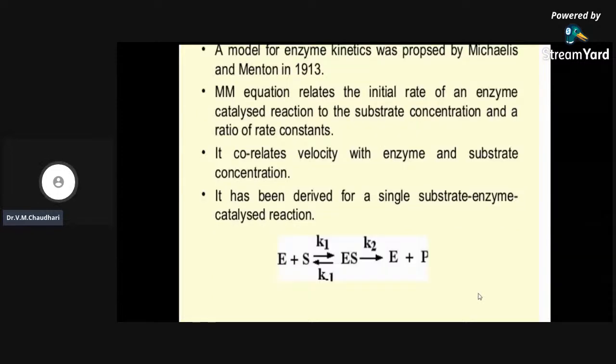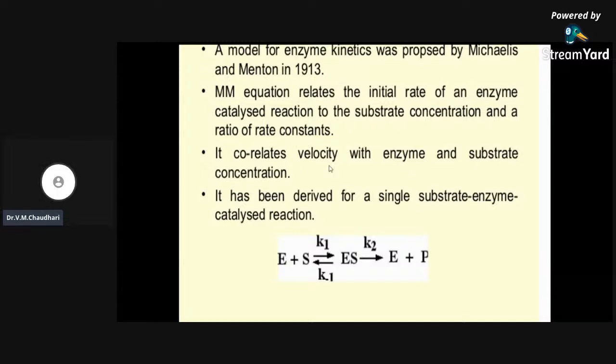Okay, so model for the enzyme kinetics was proposed by Michaelis Menten in 1913. 1913 मध्ये Michaelis Mentenने enzyme kinetics जे आहे ते प्रपोज केलं. So Michaelis Menten equation relates the initial rate of enzyme catalyzed reaction to substrate concentration and ratio of the rate constants. Ratio of the rate constant म्हणजे Km. So Michaelis Menten equation relates the reaction rate of an enzyme catalyzed reaction to substrate concentration and ratio of the rate constants.